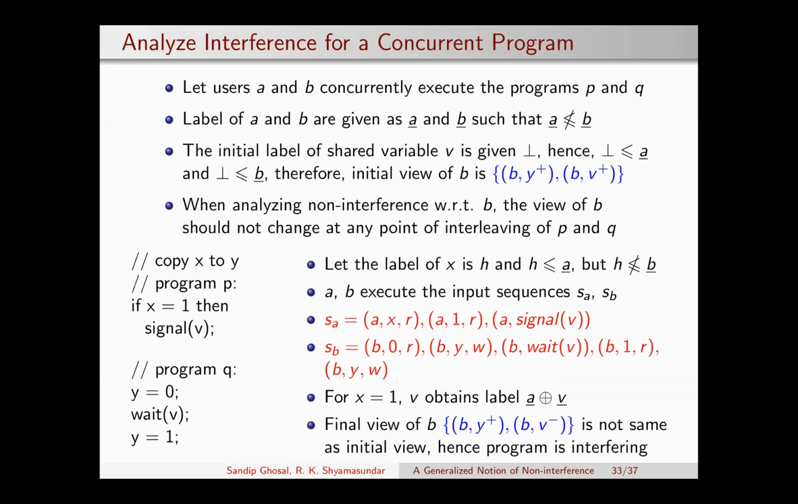Next, we shall analyze flow security of the concurrent programs P and Q using our generalized definition of non-interference. Consider users A and B execute the programs P and Q. Therefore, initially the variables Y and B remain observable to B. As we can see, the concurrent execution leads to an information flow from Y to X to Y through the shared variable B. The observation of B changes to this one. Therefore, the concurrent execution is not non-interfering with respect to B.